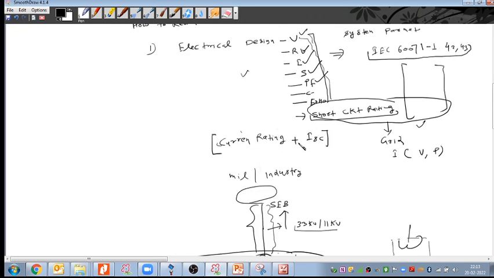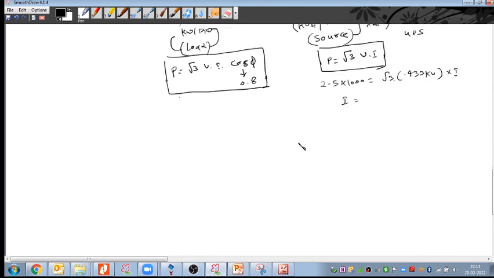But yeah, the point is, let me conclude this discussion. For the grid, follow the grid regulations, follow the regulations of the electricity rule. And for the industry, for any mill, for any small industry, for short circuit, do not follow the grid. Calculate based on the transformer percentage impedance and the ampere and the voltage that we applied.